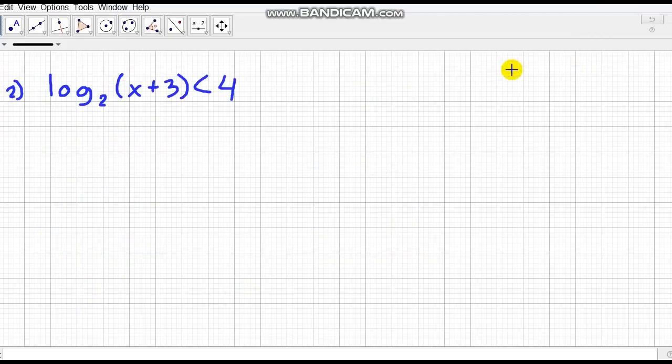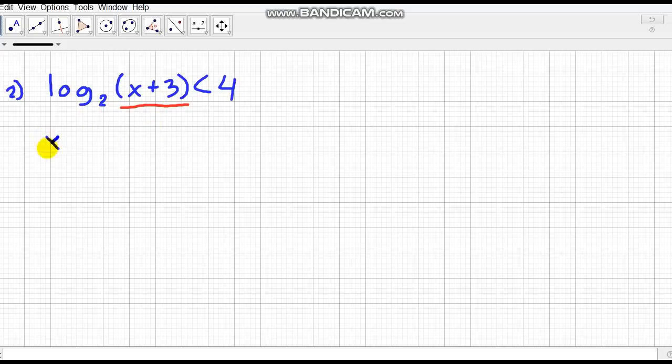Let's have this next example here. We have the logarithm of x plus 3 to the base 2 is less than 4. Now, before we try to solve this, let us remember one very important thing about logarithm. This concerns the argument of the logarithm. Take note that the argument of a logarithm cannot be negative. It cannot be 0 as well. So it should be a positive number only. So before we solve this, we should take that consideration first.